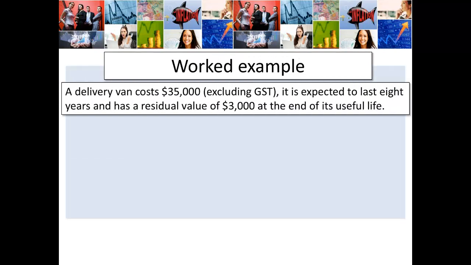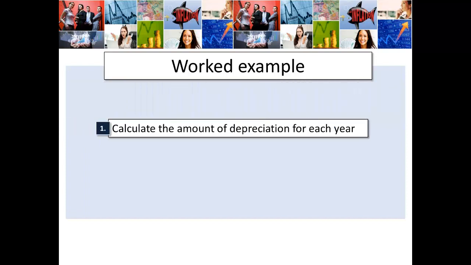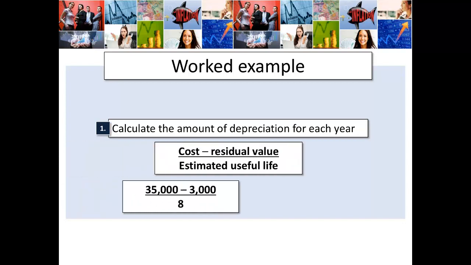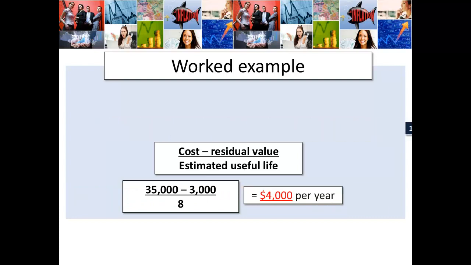Let's have a look at a worked example now. Another vehicle, this time a delivery van. The cost is $35,000 excluding GST, and it's expected to last 8 years. And when it's sold at the end of 8 years, it's expected to be sold for $3,000. Calculating the amount of depreciation for each year, we've got our formula: cost less residual value divided by the estimated useful life. Cost being $35,000, residual value $3,000, and the estimated useful life of 8 years gives you $4,000 per year.